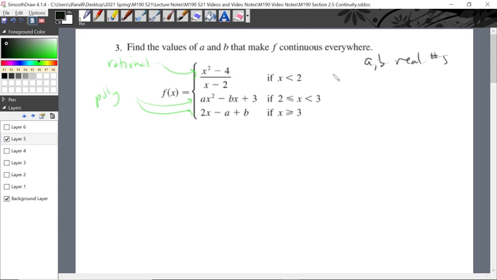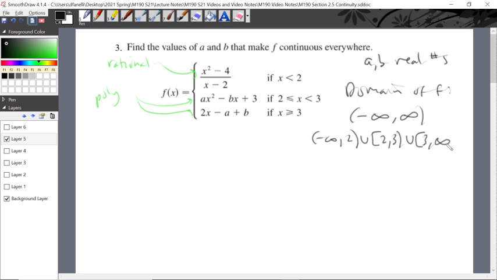Now, in order to make it continuous everywhere, okay, we'll note the domain of f is negative infinity to 2, and then it picks up right again at 2 until 3. It's open at 3, and then it includes 3 and goes off to infinity. So the domain of f is all real numbers, negative infinity to positive infinity. Right? Negative infinity to 2, union, closed at 2, open at 3, union, closed at 3, and open at infinity. In other words, the domain is all real numbers.